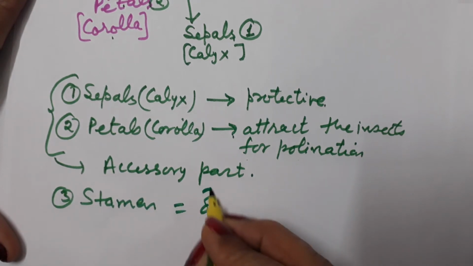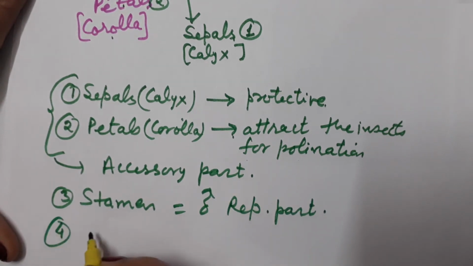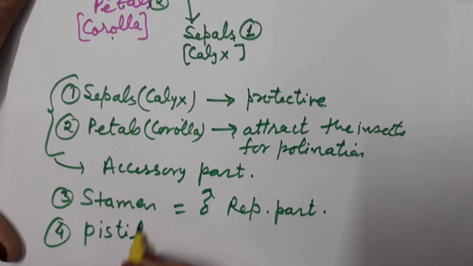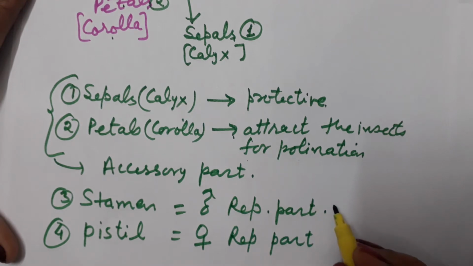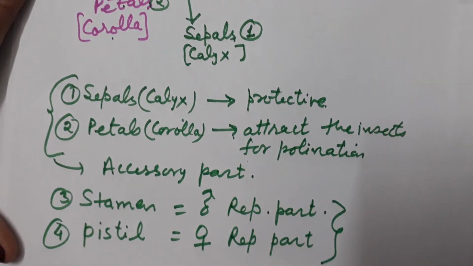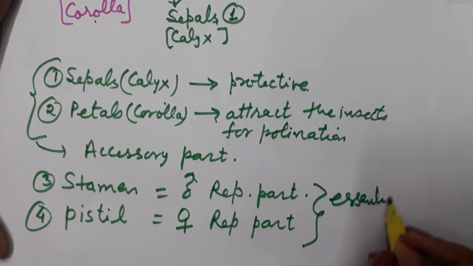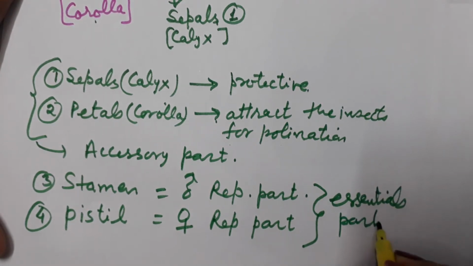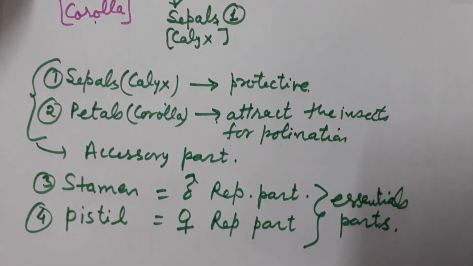The third part is stamen, which represents the male reproductive part. And the fourth part is pistil, which represents the female reproductive part. These 2 parts, stamen and pistil, are the reproductive part of the flower which participate in sexual reproduction. They are known as the essential parts, as they participate in sexual reproduction. In the stamen, male gamete formation occurs, and in the pistil, female gametes are produced.